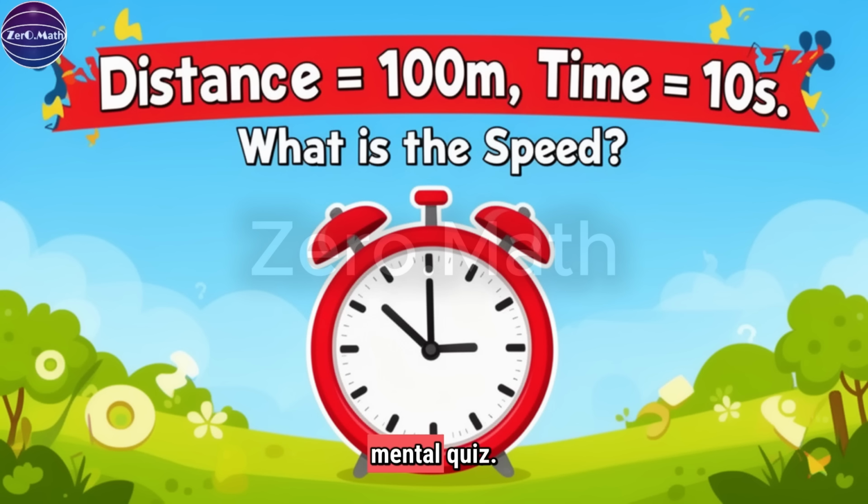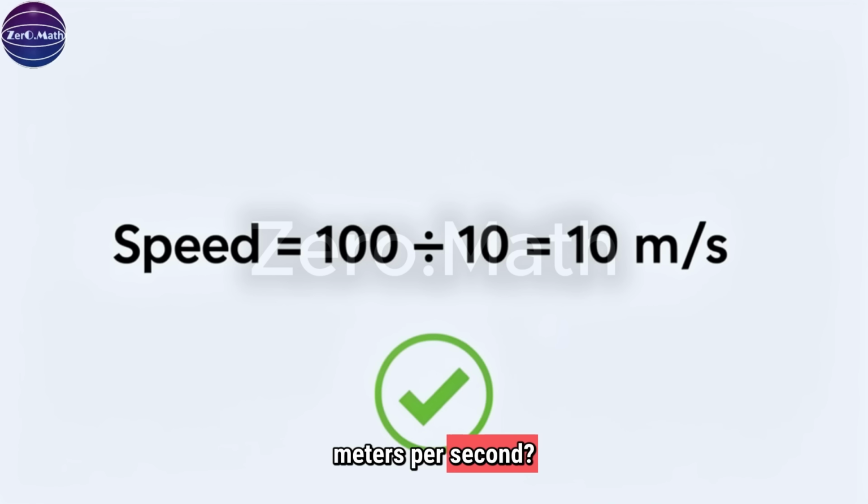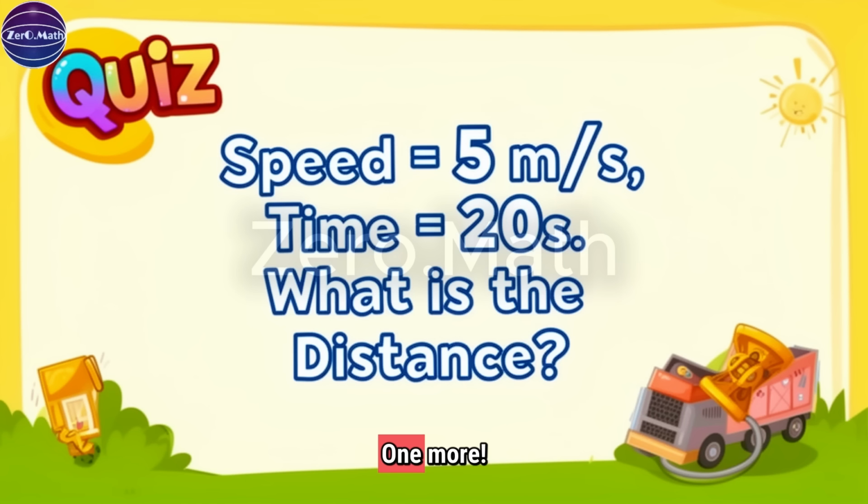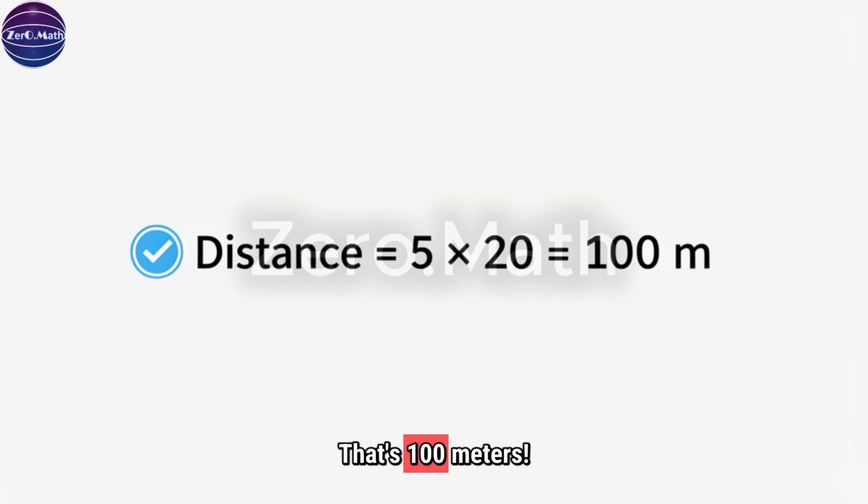Let's do a quick mental quiz. If you run 100 meters in 10 seconds, what is your speed? Did you get 10 meters per second? Correct. 100 divided by 10 gives us 10. One more. If a cyclist travels at 5 meters per second for 20 seconds, how far do they go? That's 100 meters. 5 times 20 equals 100. You're getting the hang of this.